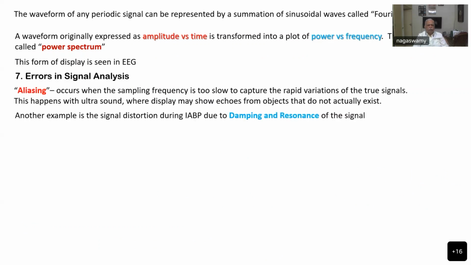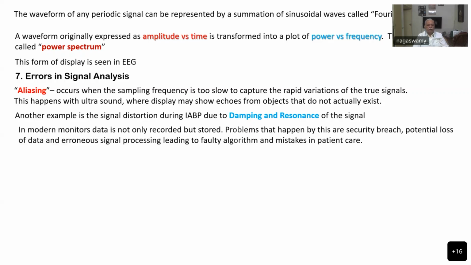Another example of signal distortion is during IABP, due to damping and resonance of the signal, which all of you know. Damping means underplaying and resonance means exaggerating. So in modern monitors, data is not only recorded but stored. Problems that happen by this are security breach, potential loss of data, and erroneous signal processing leading to faulty algorithms and mistakes in patient care.